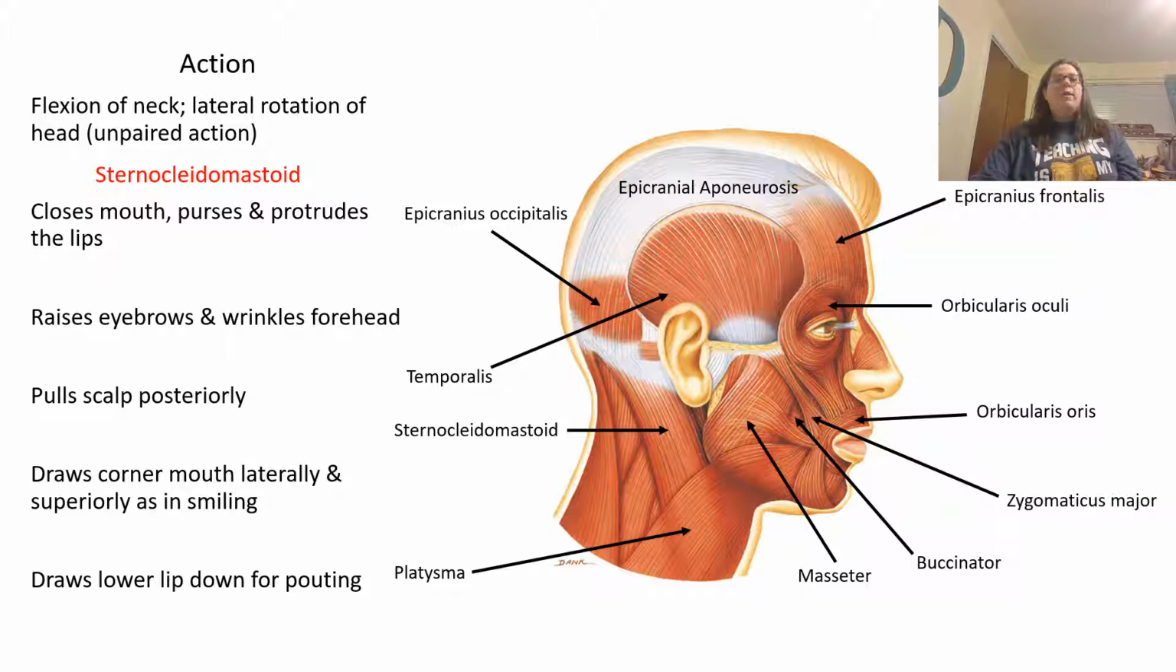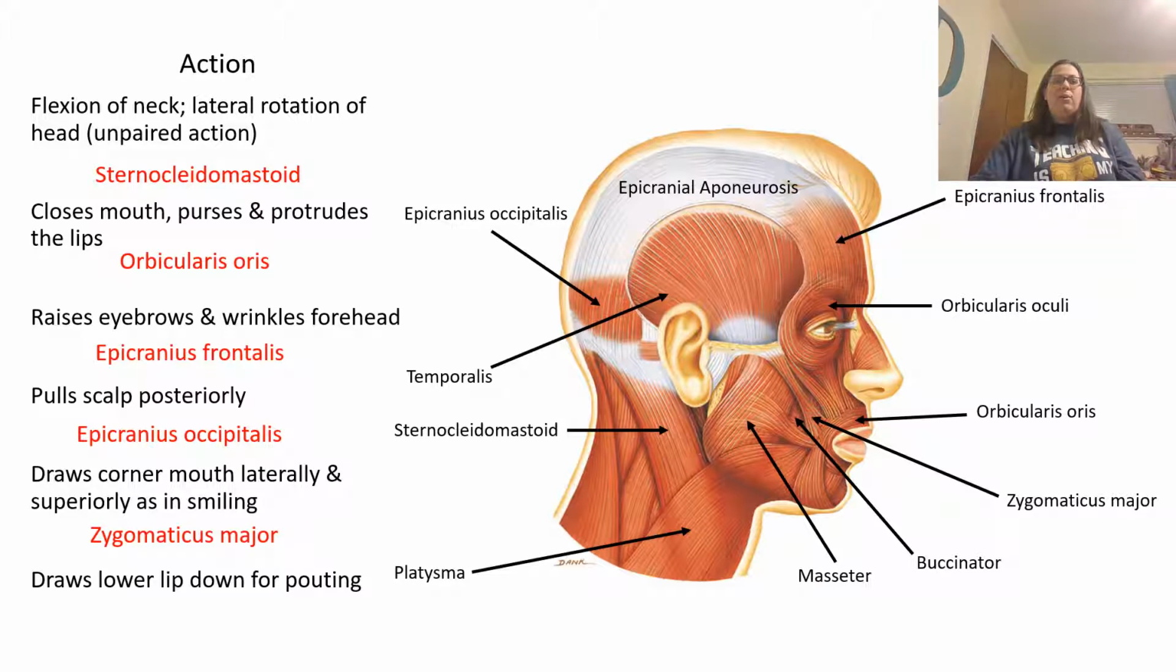The one that closes the mouth, purses and protrudes the lips is going to be the orbicularis oris. So this is going to allow you to close your mouth, but also purse and protrude the lips. Raising your eyebrows and wrinkling your forehead is going to be the epicranius frontalis. The one that pulls your scalp posteriorly or back is going to be the epicranius occipitalis. The one that draws the corners of your mouth laterally and superiorly so you can smile is going to be your zygomaticus major. And the one that draws your lip down in a pouting movement, like this pouting movement, is going to be the platysma. So it's going to pull down in that pouty movement.